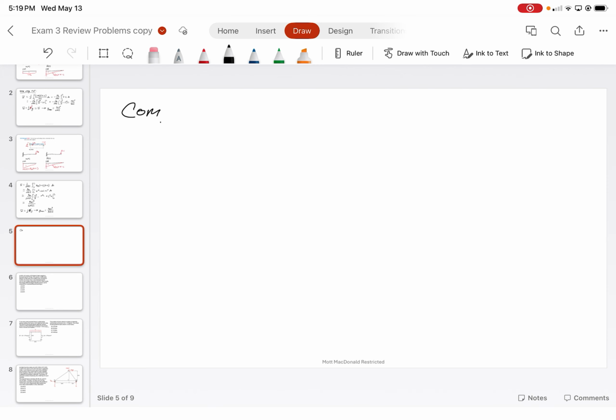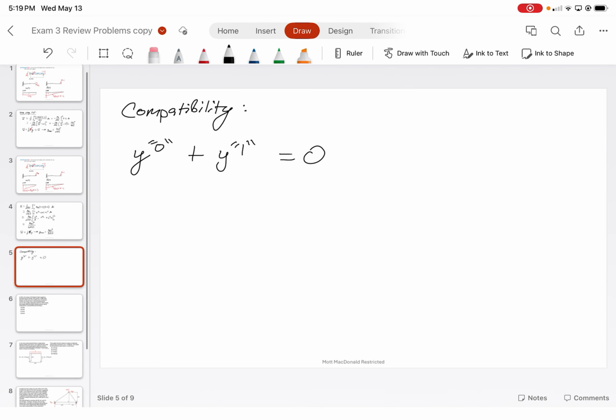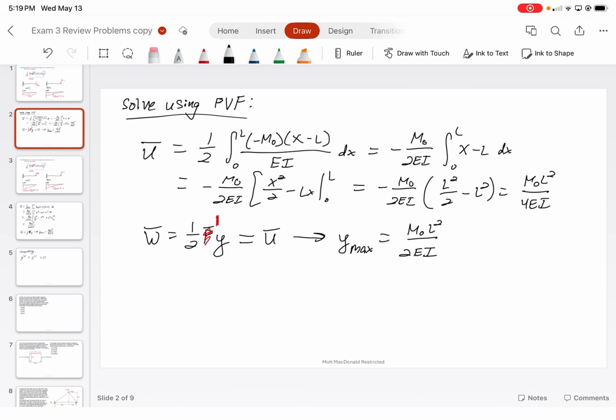So through compatibility, we know that Y of our initial system, the zero system, that's going to be the one with the M naught applied to it. And then we're going to have the Y of the one system, which is going to be the deflection of the reaction force. And the sum of those has to equal 0. Now, from this, we know that the deflection for this was M naught L squared over 2EI.